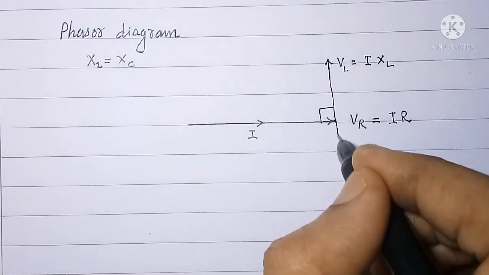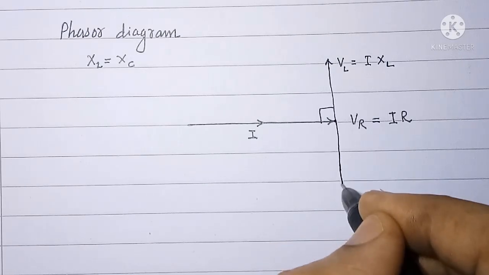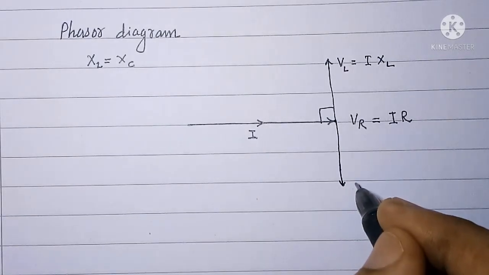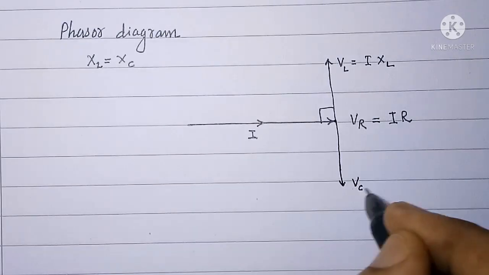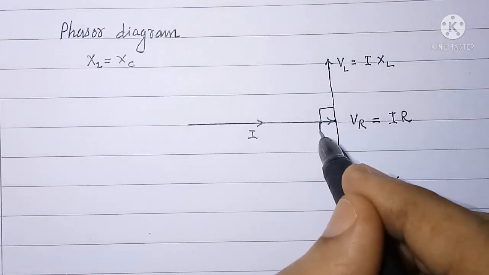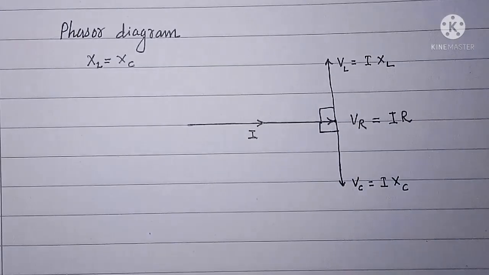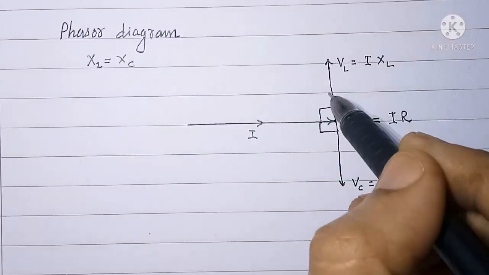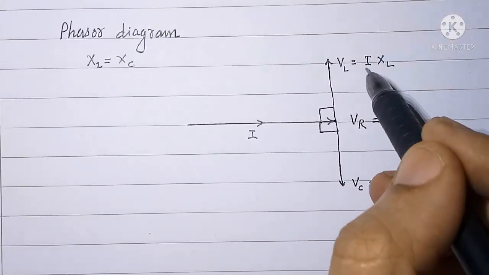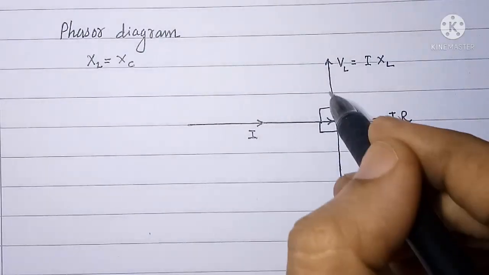And voltage across capacitor lags the current through the capacitor. So we will show VC equal to IXC below current phasor and at 90 degree to the current phasor. Now we know that XL equal to XC. Therefore, IXL will be equal to IXC, that is VL equal to VC.